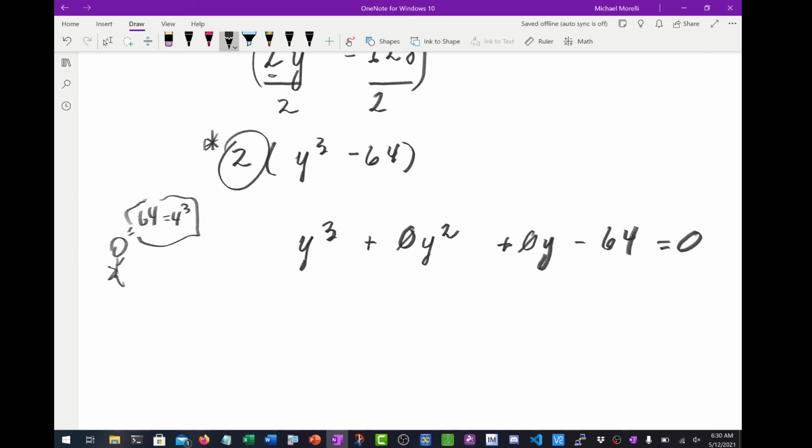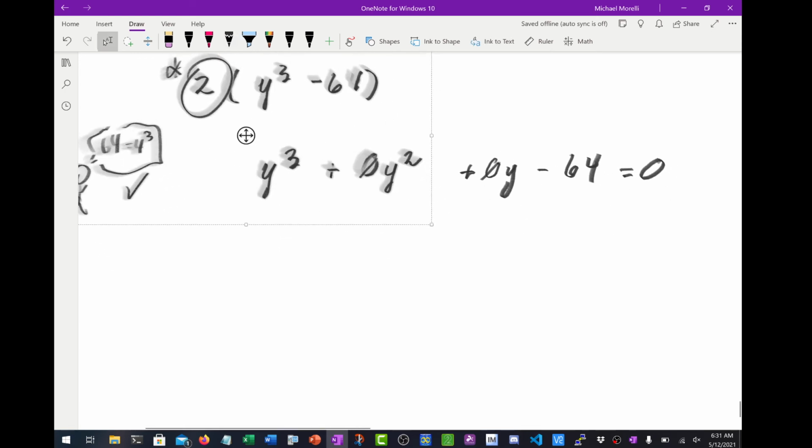So sure enough, if I plug in a 4 here, I got 4 cubed, and I know that is equal to 64. 4 times 4 is 16. 16 times 4 is 64. 64 plus 0 minus 64. Yep, those cancel out. And so 4 is a solution. Okay? So I guessed correctly that 4 is a solution.